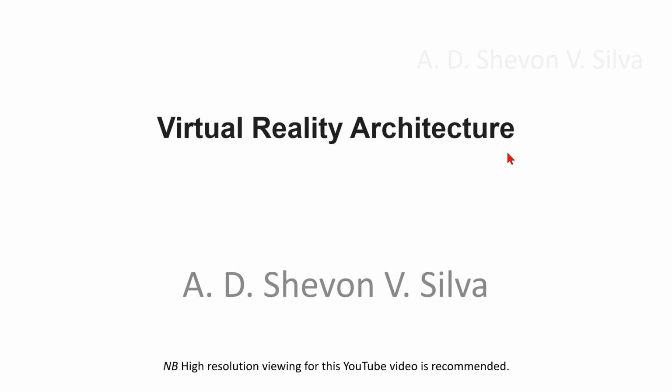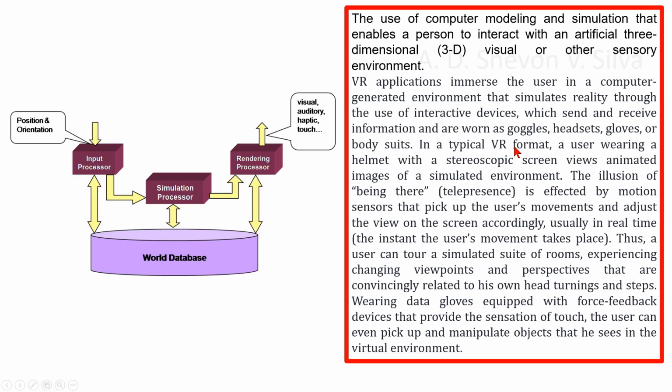Virtual reality architecture. Here you can see an architectural diagram of virtual reality. It is the use of computer modeling and simulation that enables a person to interact with an artificial three-dimensional (3D) visual or other sensory environment.